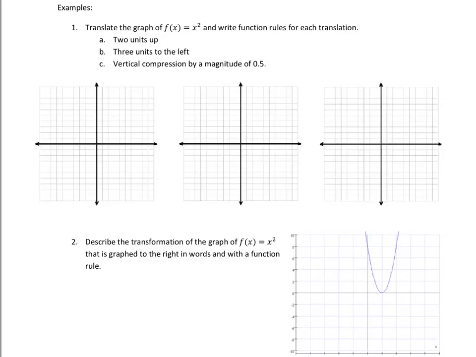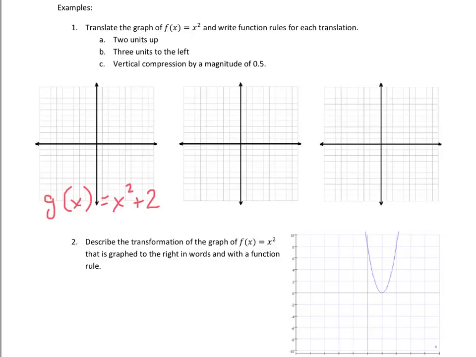Number 1. Translate the graph of f of x equals x squared and write function rules for each translation. So in the first graph, we're going to be translating the function 2 units up. Now, if we translate the function 2 units up, according to our rules, that means that we need to add 2 to the entire function. So let's make this g of x equals x squared plus 2. And I chose g of x just to make it different from our f of x.